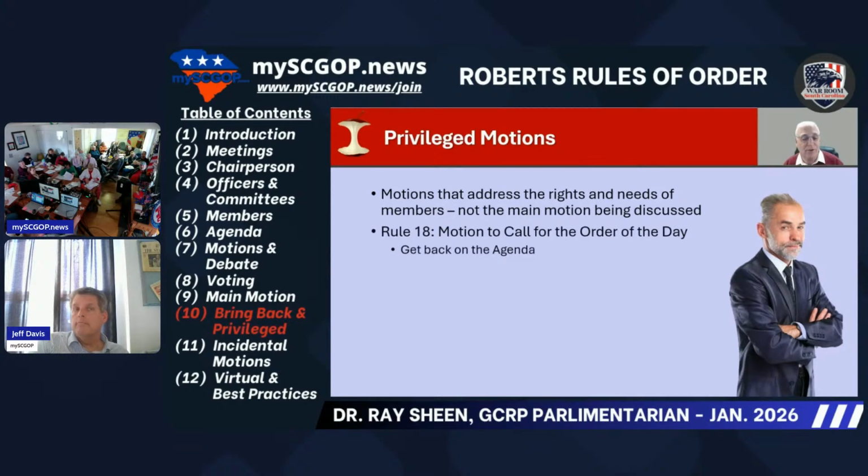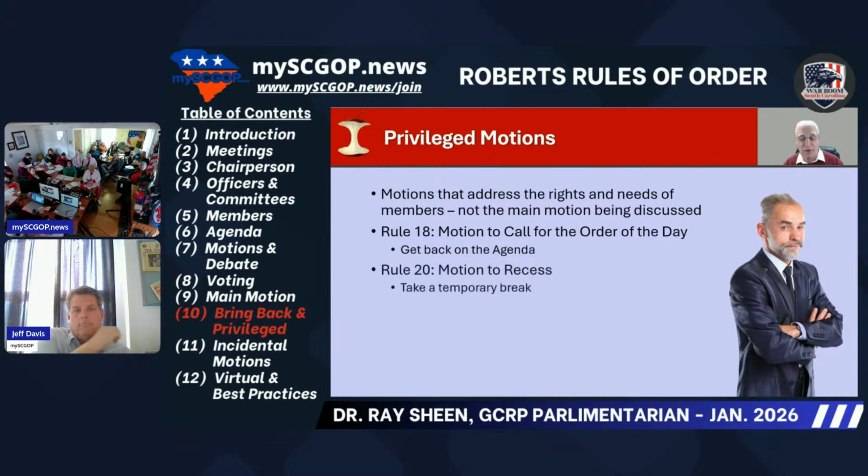This is addressed in Robert's Rule 18. This is a motion to require the Assembly to follow the agenda that was previously approved. The motion does not require a second. It's not debatable. It can't be amended. When the motion is made, the chairman should immediately go to the correct business on the agenda and pick it up at that point. However, if the body wants to continue the debate or deviate, then someone can make a motion to suspend the rules, which requires a 2/3 majority vote to approve.